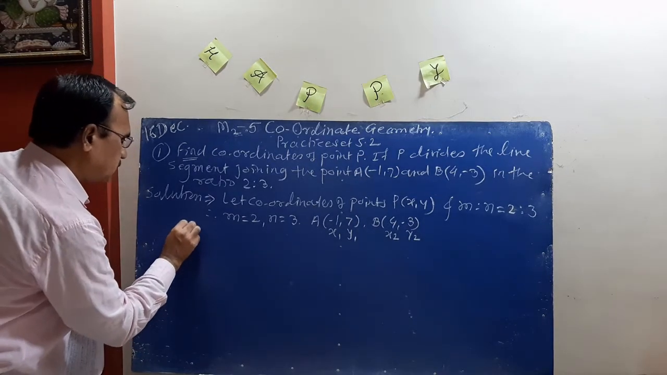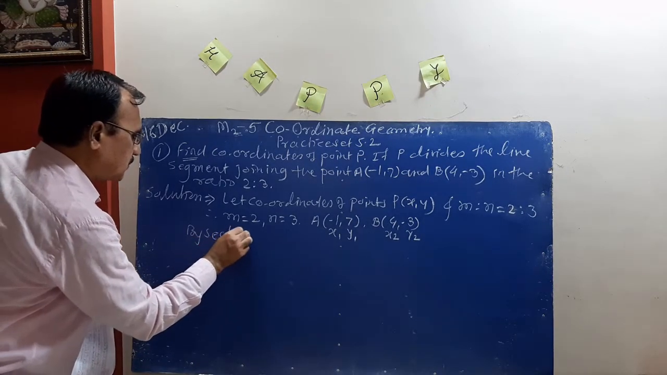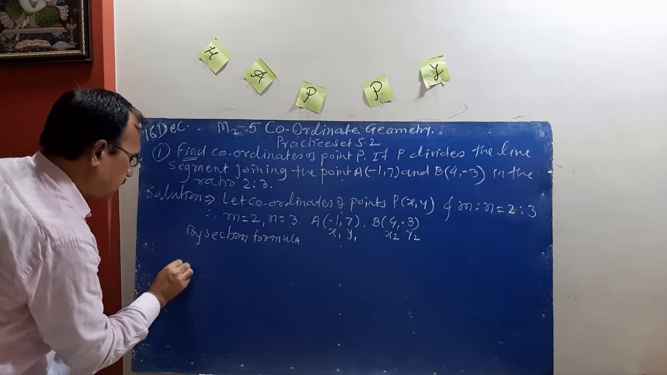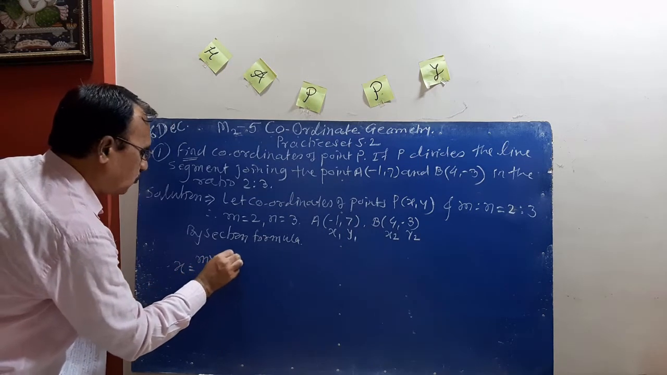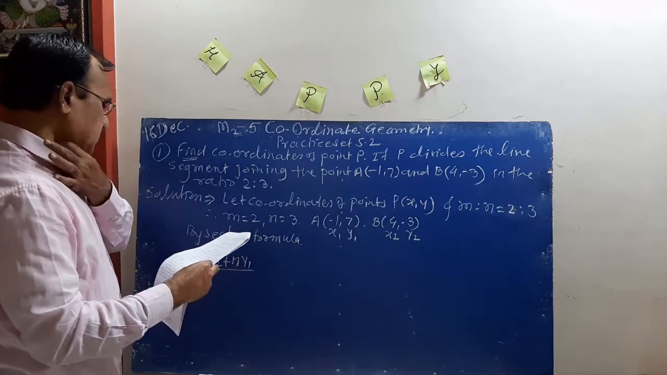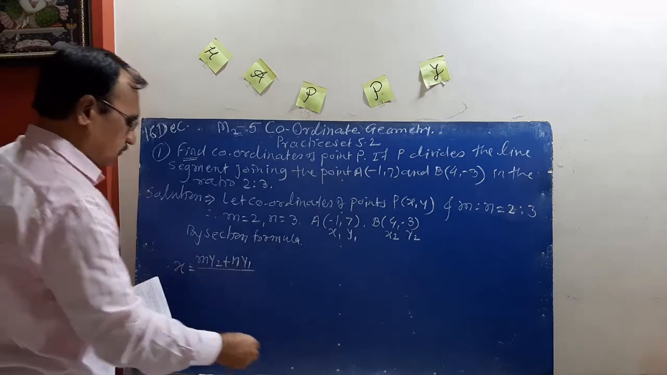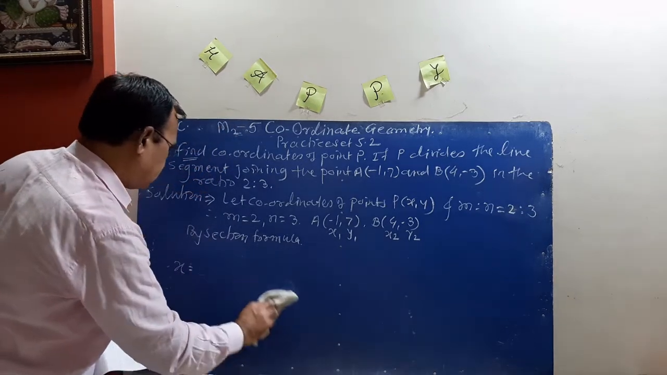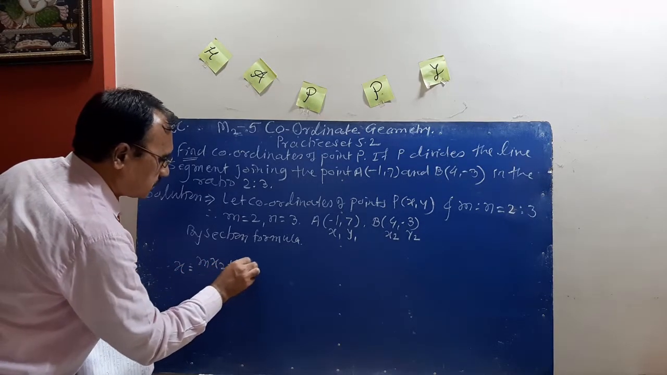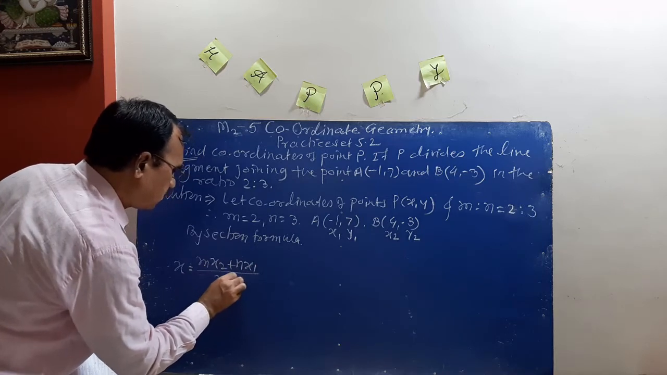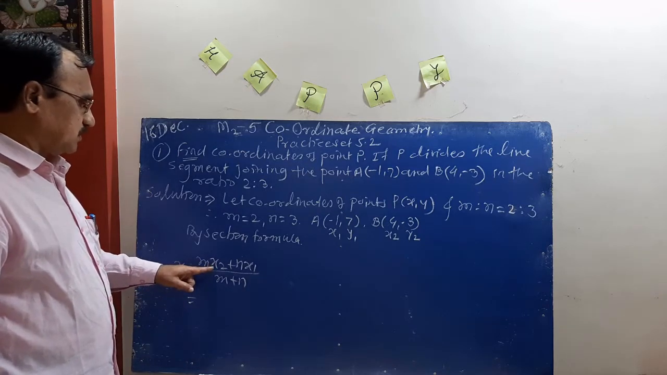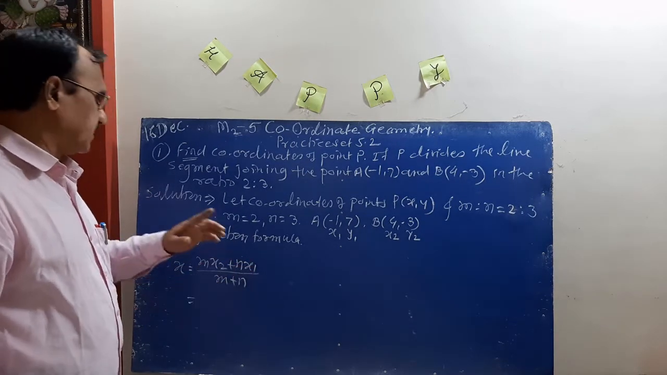We know section formula. By section formula, X is equal to mx2 plus nx1 upon m plus n. First we have to find the value of x. Here we know all the values. M is known, x2 is known, n is known, x1 is known and m plus n is also known.